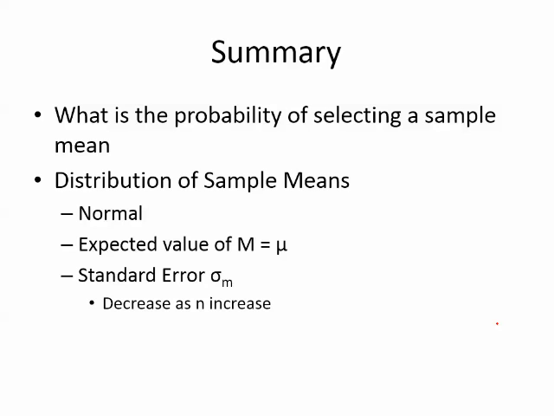We know, for example, that if we have a sample size greater than 30, the distribution of sample means will be normal, which is perfect for our uses with the unit normal table, using our z-test. We also know that the expected value of M, for a distribution of sample means, is going to be equal to our population mean.